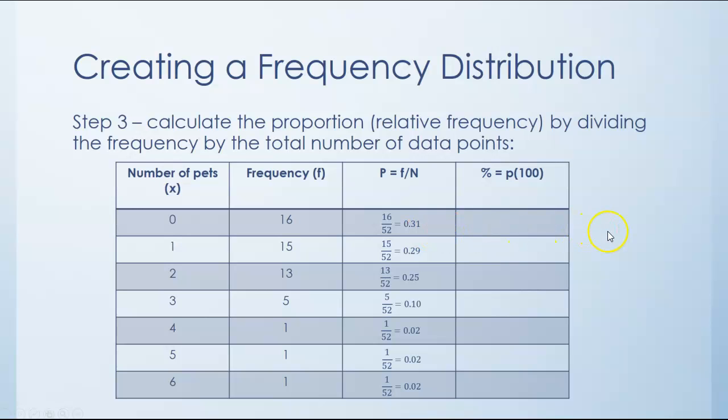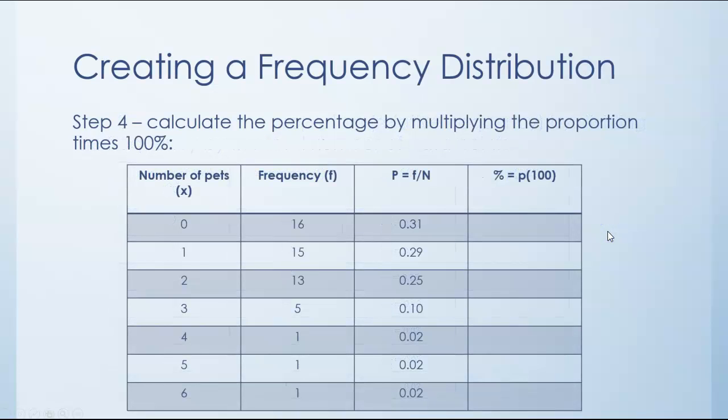All right, so the next thing we're going to do, step 4 here, is find the percentage. All we're going to do is take the proportion here, the decimal 0.31, and multiply it by 100%. That's going to give us the percentage of households that have 0 pets. So for 0 pets, it's going to be 31%.